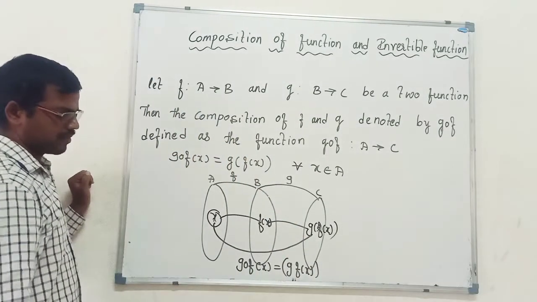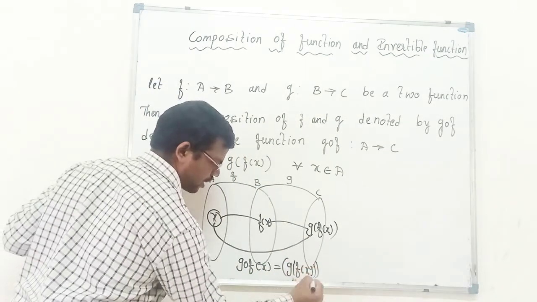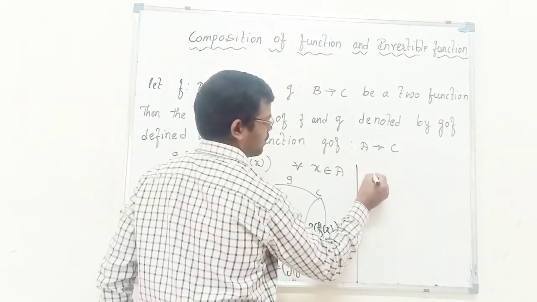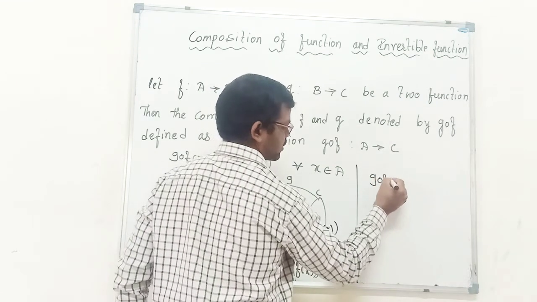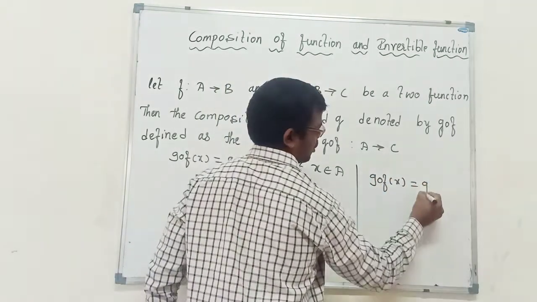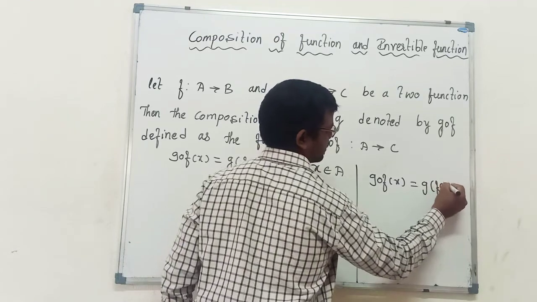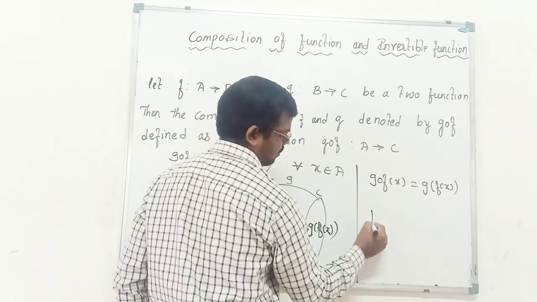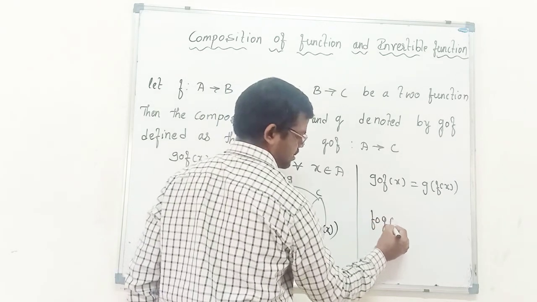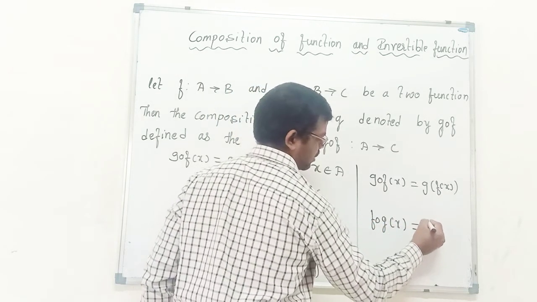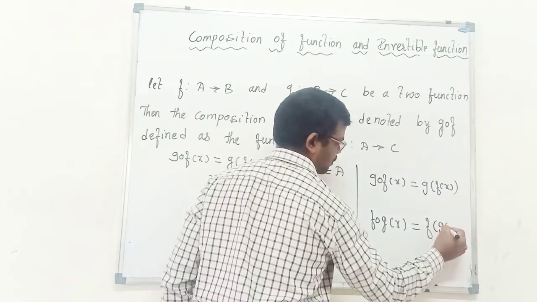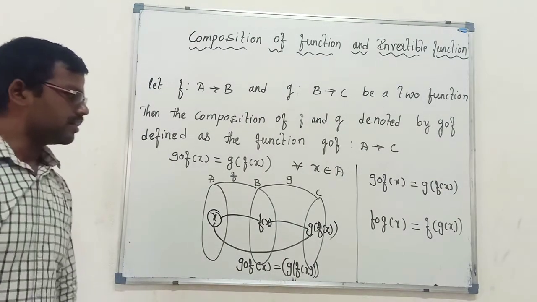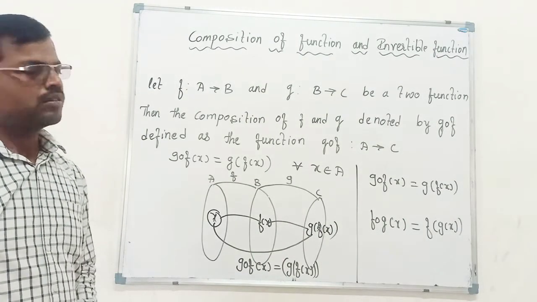So g of f of x, and it is defined as g composition f of x is equal to g of f of x. Suppose we have f composition g of x, then how we write it means f of g of x. So like this, the definition of the composition function.